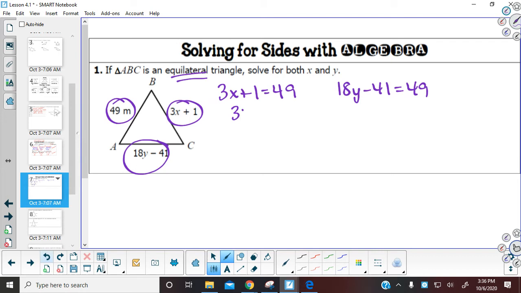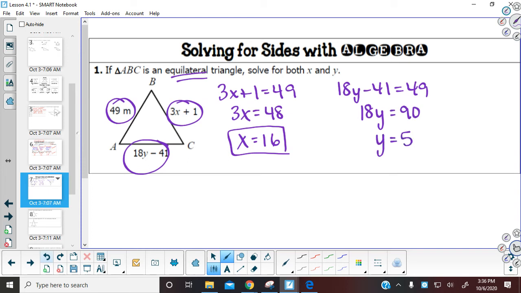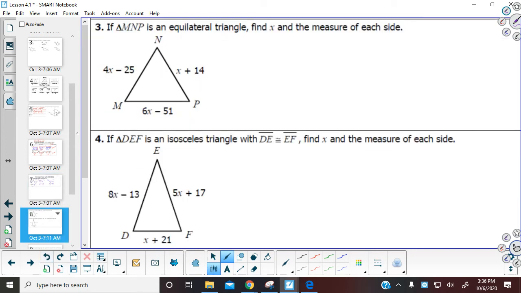So just a reminder, subtract 1 from each side, divide, so x equals 16. You're done with the x. And then when we add the 41 to each side, we get 18y equals 90. Y then equals 5, and you're done. Okay? So again, make sure we pay attention to those keywords.